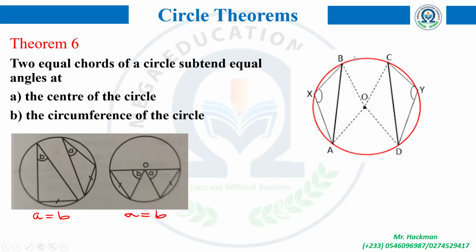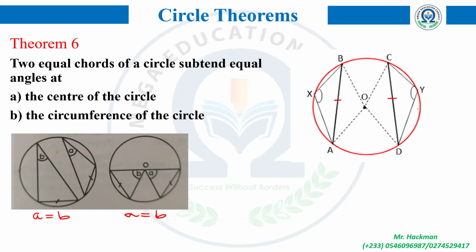Now let me come to this diagram. This diagram is basically the same thing, only that if you look at it critically, you are unable to tell the equal chords. However, the chords that are equal will be called AB and called what? DC. So if these two chords are equal, by using the strokes to indicate the equal nature, then you can see that the chord AB is subtending this angle at the point X, at the circumference. Am I right?